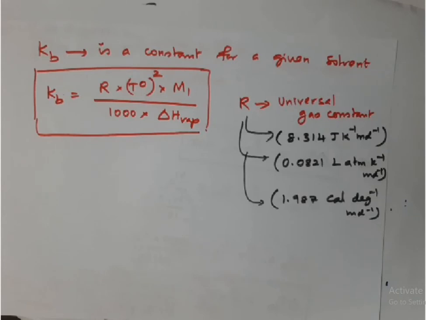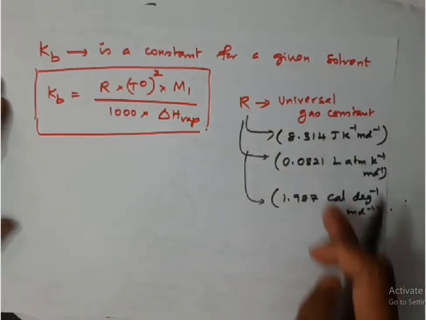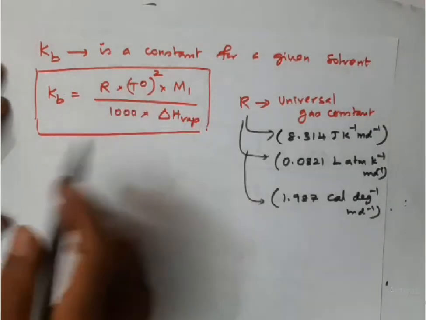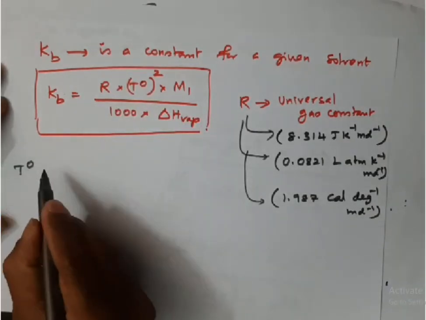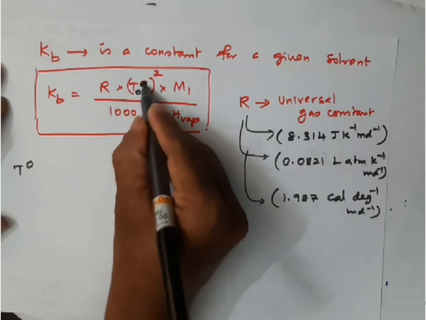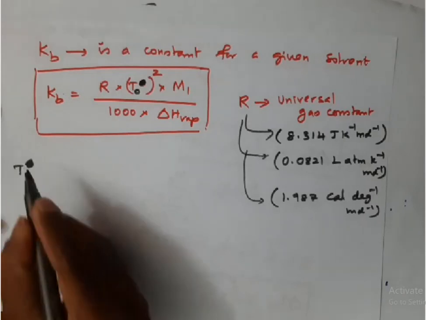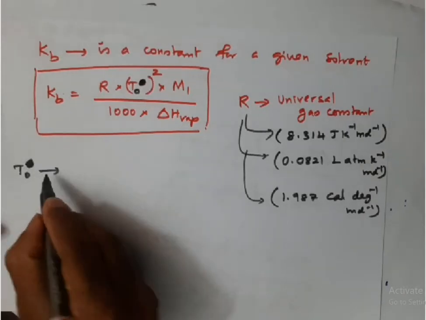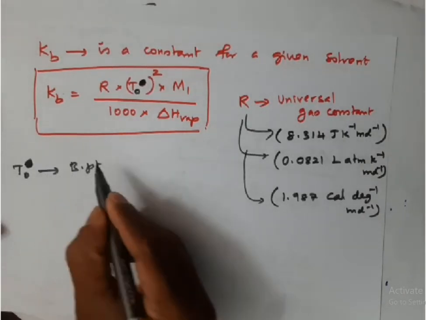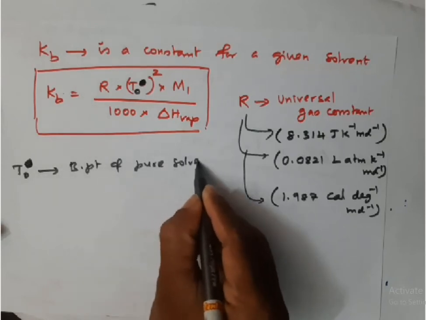Is it clear, students? Any doubt here? R is the universal gas constant, and the value of R I have given here. T naught, what is T naught? Sorry, we put the naught in the denominator. T naught is the boiling point of pure solvent.